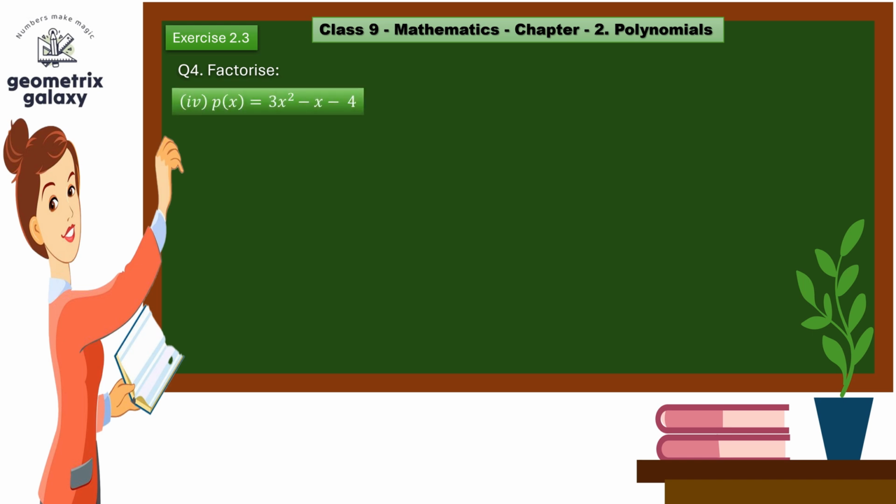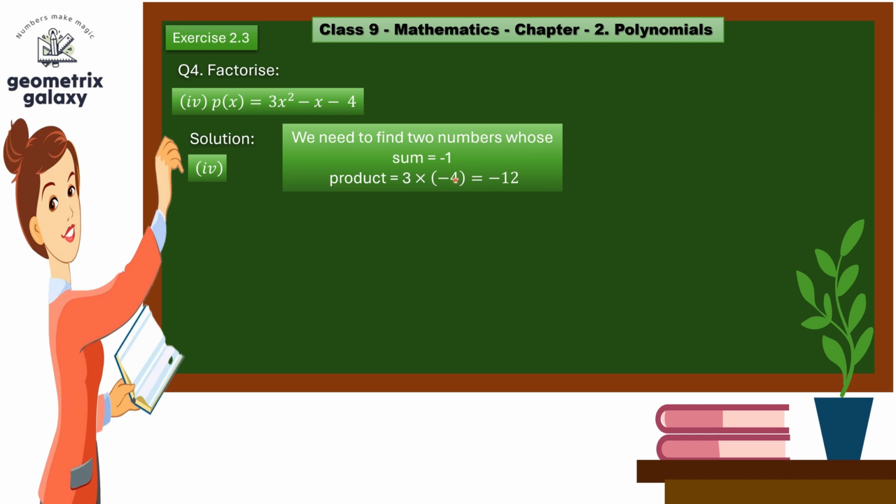Here comes our fourth subdivision. P of x is equal to 3x square minus x minus 4. We need to find two numbers whose sum is minus 1 and whose product is minus 12. We get minus 12 by multiplying the coefficient of x square, 3, and the constant term, minus 4.